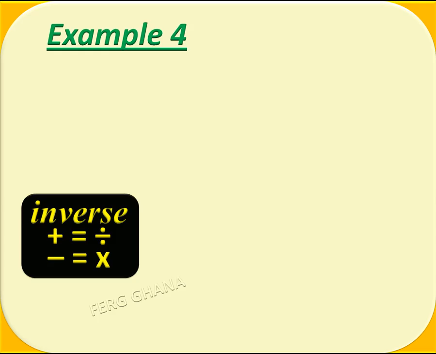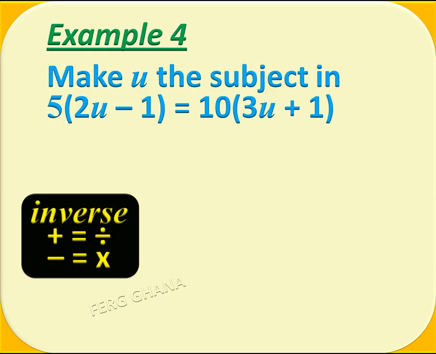Example 4. Make u the subject in 5(2u - 1) = 10(3u + 1). 5 into bracket 2u minus 1 equals 10 into bracket 3u plus 1.